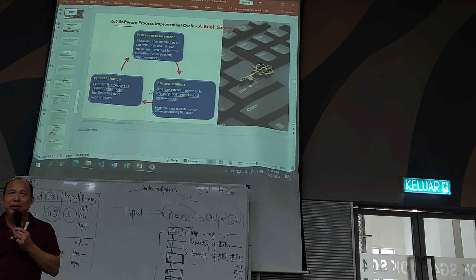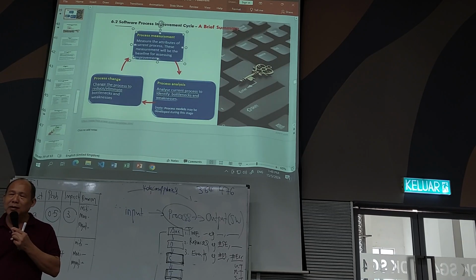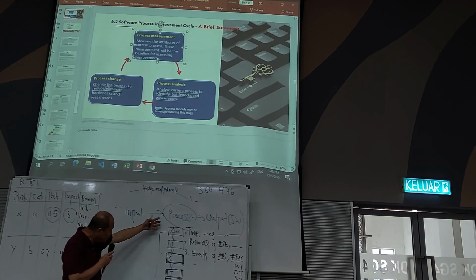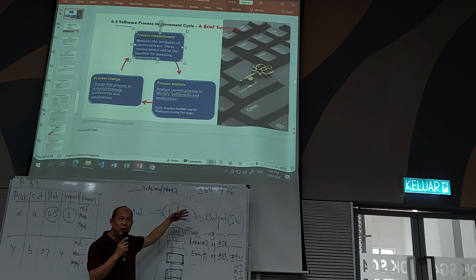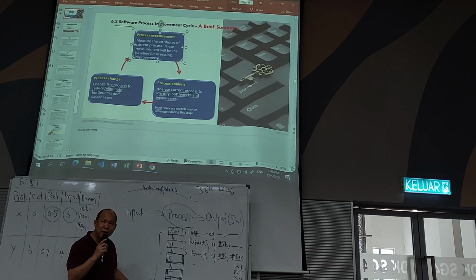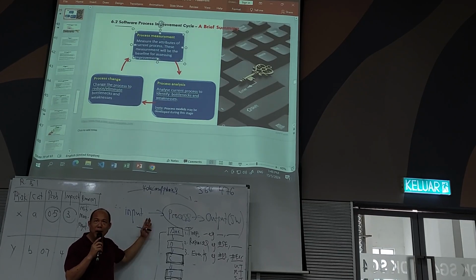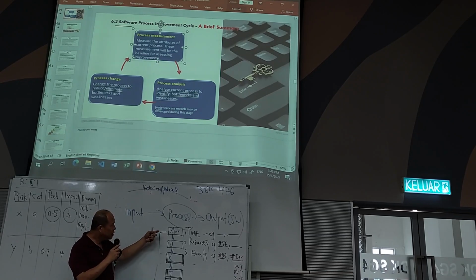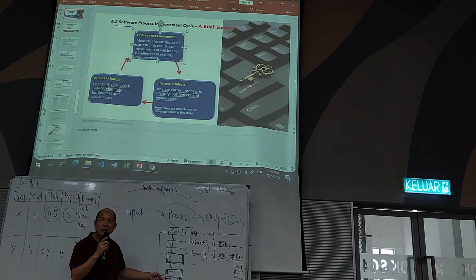This is very flexible until you don't know what to do, because you start with measurement. Your development process, you have to identify what the activities are. When you develop software, you have to define your activities. Then you measure.